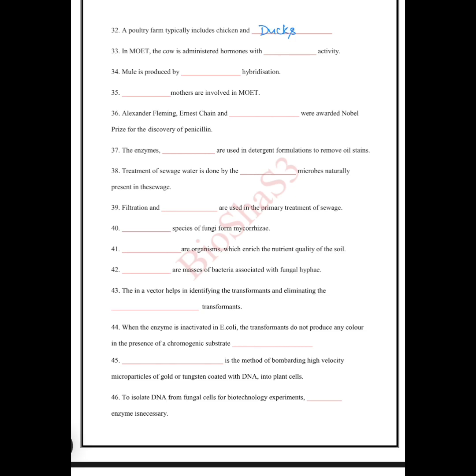In MOET, the cow is administered hormones with FSH activity. Mule is produced by interspecific hybridization. Two mothers are involved in MOET. Alexander Fleming, Ernst Chain and Howard Florey were awarded Nobel Prize for the discovery of penicillin.